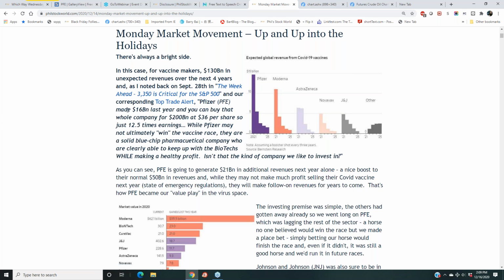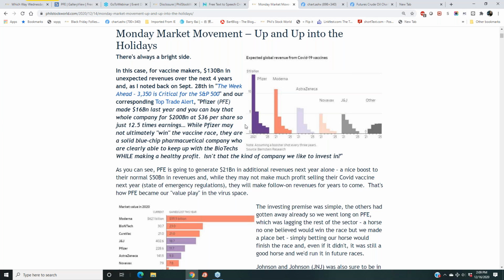So it's going to be 30 billion for Pfizer. But even so, Pfizer made 16 billion last year. Normally they have 50 billion in revenue. This is a big boost. They still have the underlying 50 billion in revenues. This is just bonus. We're not playing them for the bonus. We're playing them for the normal $50 billion in revenues, and we're very happy to own these guys for that.